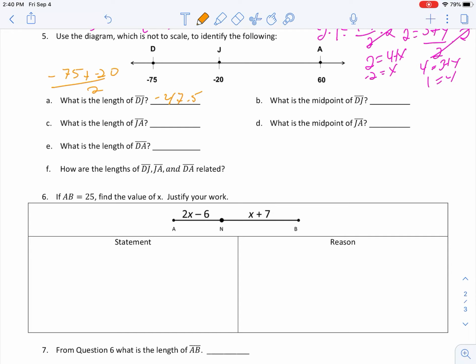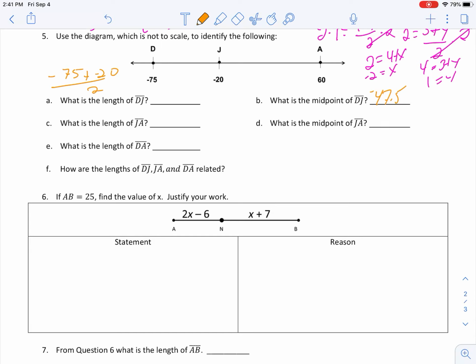So again, midpoints can be negative because it's a location. Locations can be positive and negative. Oh, sorry, I misspoke. I read that as the midpoint, but that actually says what is the length of DJ. So I made a mistake there. That answer I just found is for letter B. That asks for the midpoint, negative 47.5.